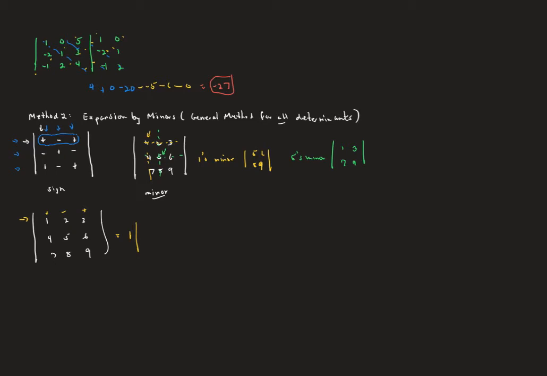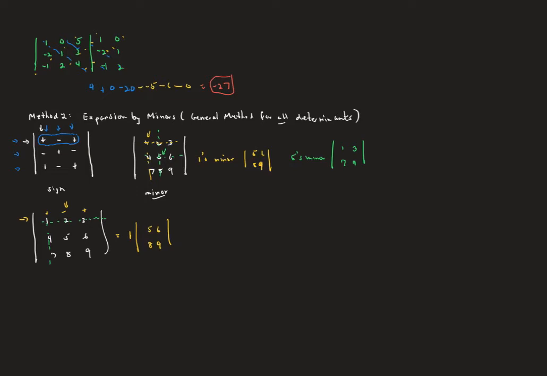And what we're going to do is delete the row and the column that 1 is in, and we will write down its minor: 5, 6, 8, 9. And then we're going to go on. So now we're going to go to the next term.